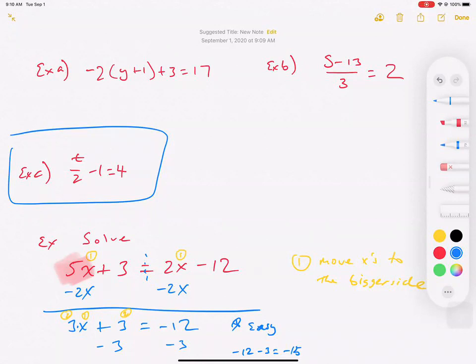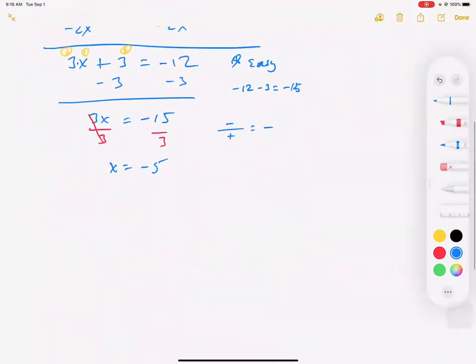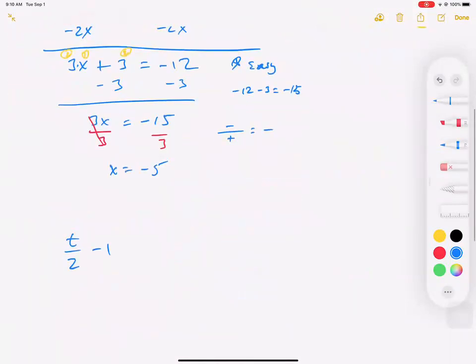Okay. So there are actually a couple of ways of solving this. T over 2, let's write that over. T over 2 minus 1 is equal to 4.